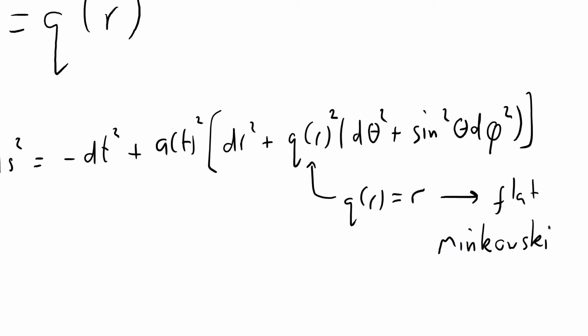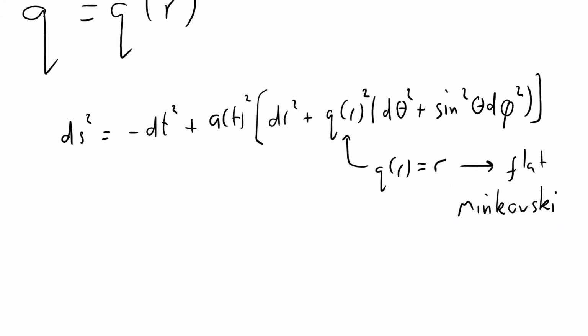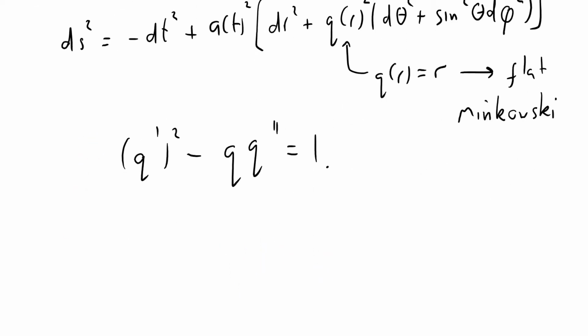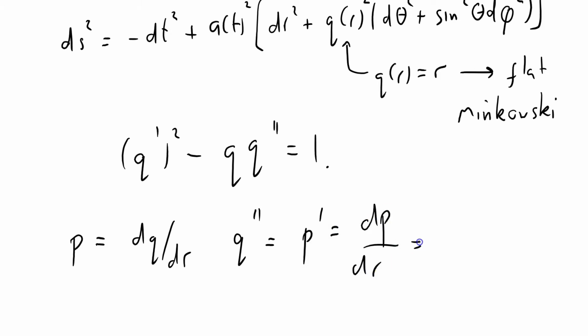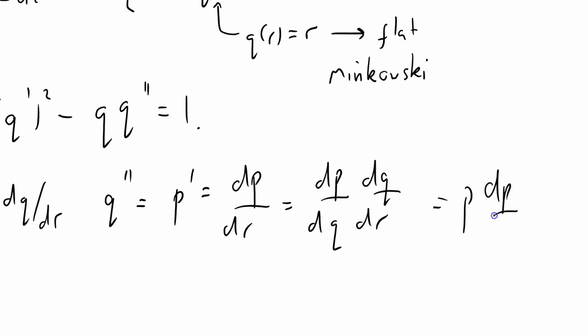At least we've got Minkowski space. Okay, well, we better see what our equation gives us. We've got q dash squared minus q dash dash equals 1. It's not entirely straightforward. It's a little bit of a trick to solve it. What I'm going to do is to write down that p equals dq by dr. And then I'm going to make the observation that q dash dash equals p dash by definition, which is dp by dr, which is dp by dq times dq by dr, which equals p dp by dq.